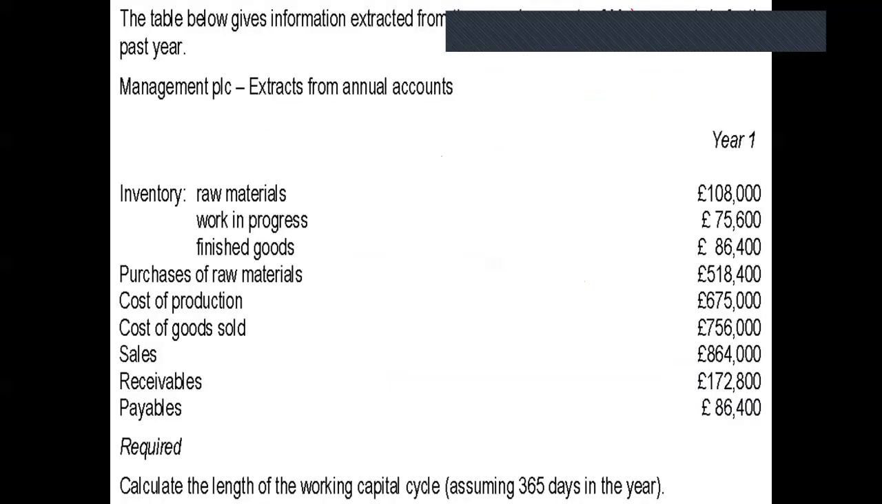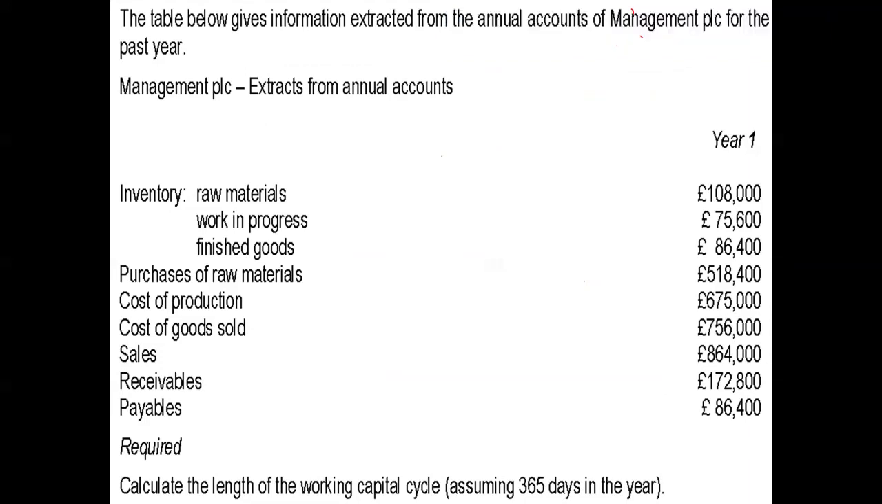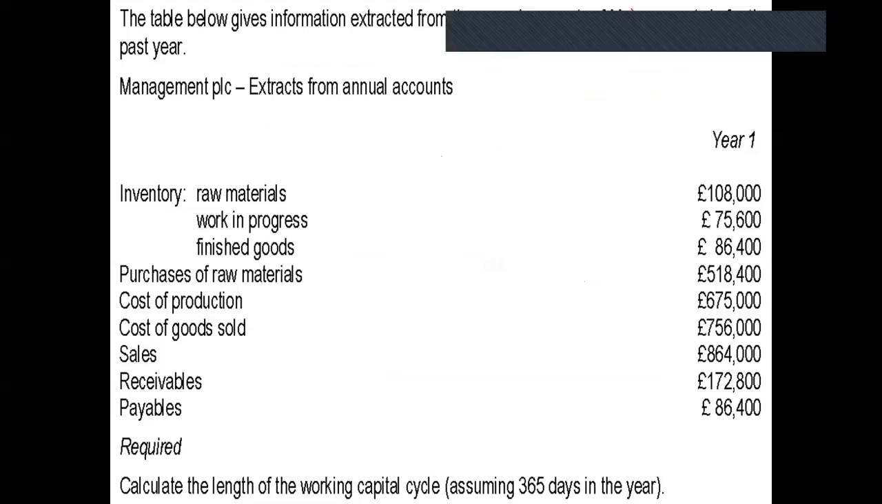Definitely we do need to get, you can see this is a company involved in manufacturing, because as you can see, the inventory for this company has raw material, work in progress, and finished goods. That implies this is a manufacturing setup. Therefore, we do need to get the days for raw material, the days for work in progress, and the days for finished goods.